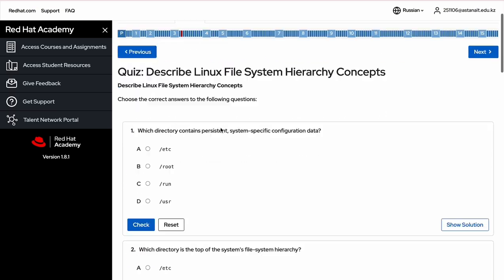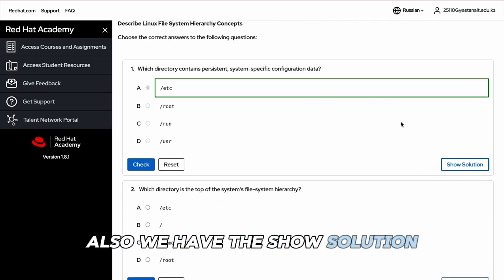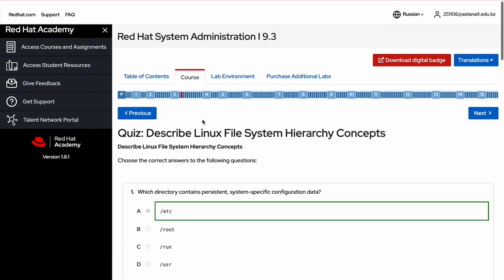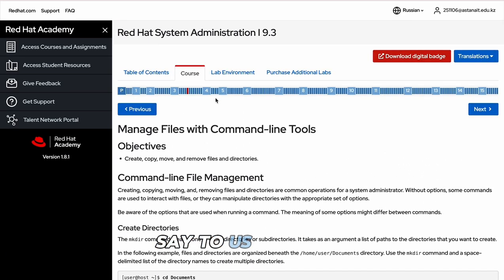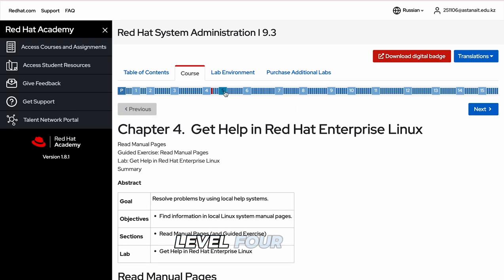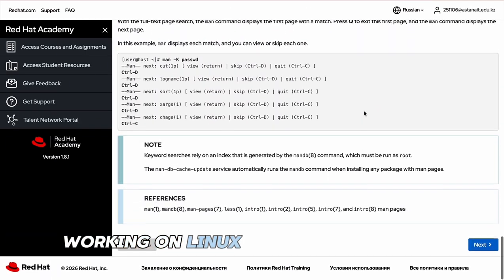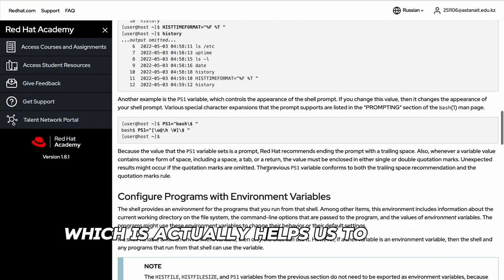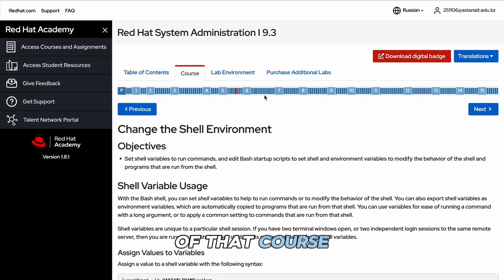Click next. We can read the question and answer it. Also, we have the show solution, which is very helpful and comfortable for understanding deeply what the course actually wanted to say to us or teach. Chapters 4 and 5, get help in Red Hat Enterprise Linux. A lot of information about working on Linux and understanding it, which helps us figure out the main purpose of the course.